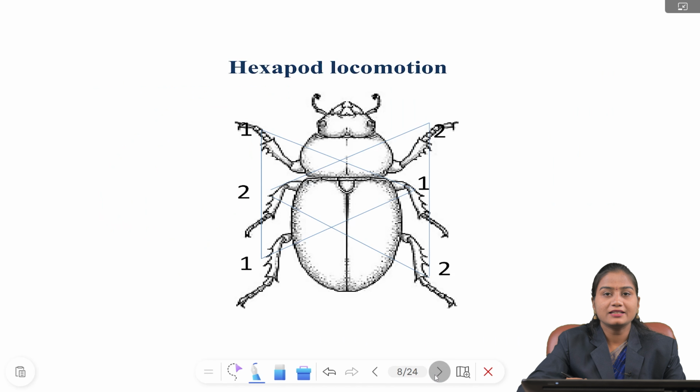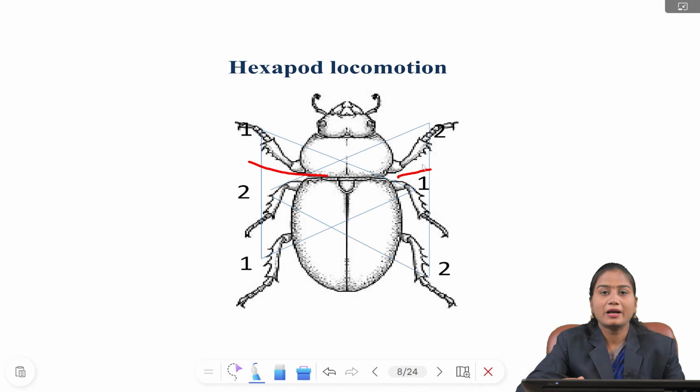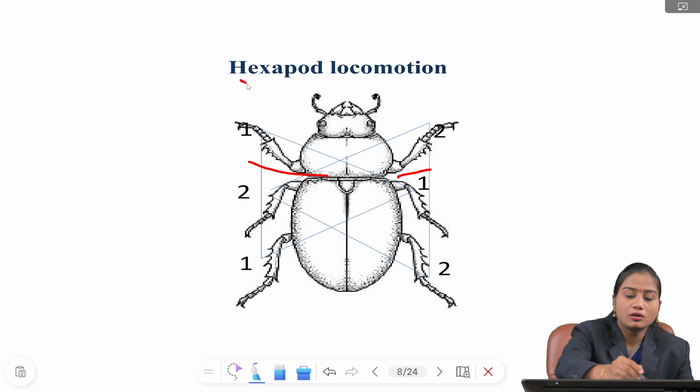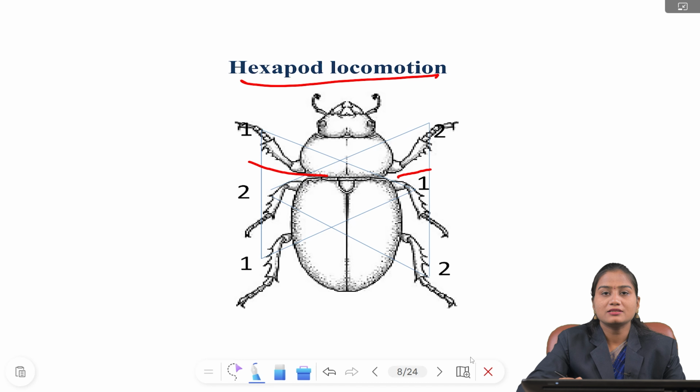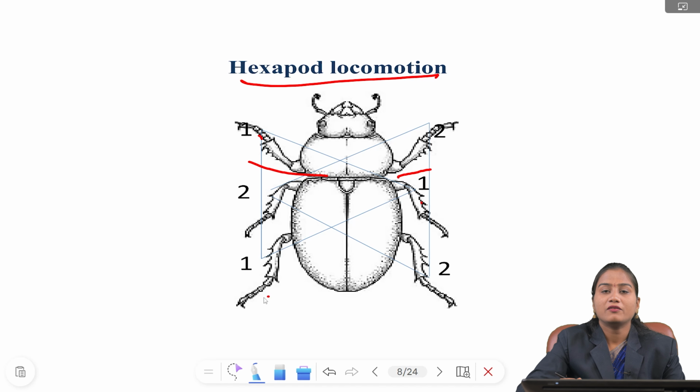And the next character is hexapod locomotion. Insects have three pairs of legs, or six legs. Even if a single leg is lost, they are still able to walk because they follow the hexapod locomotion. Hexapod locomotion is nothing but using three legs at a time while walking, and this provides stability during their walking.